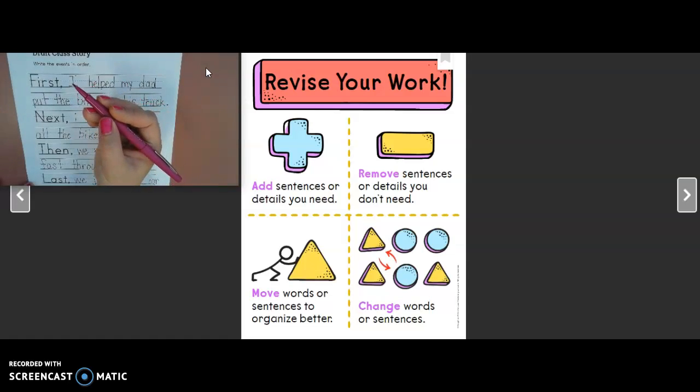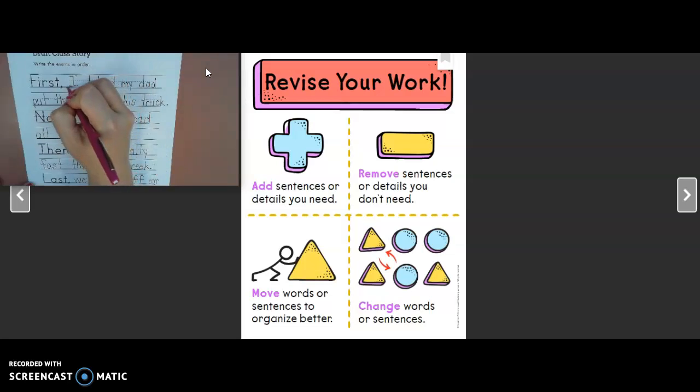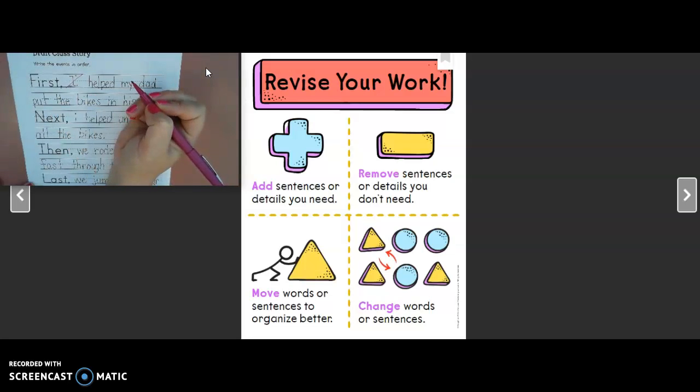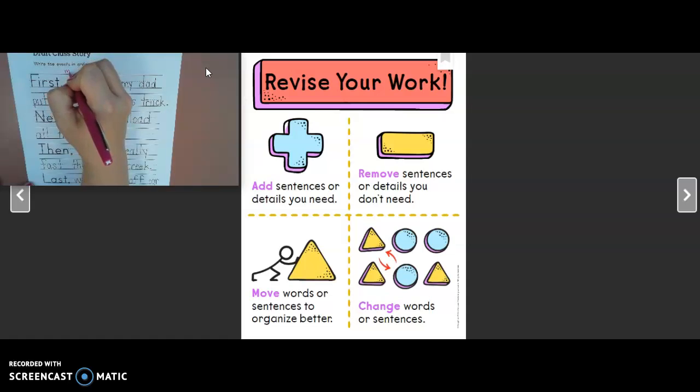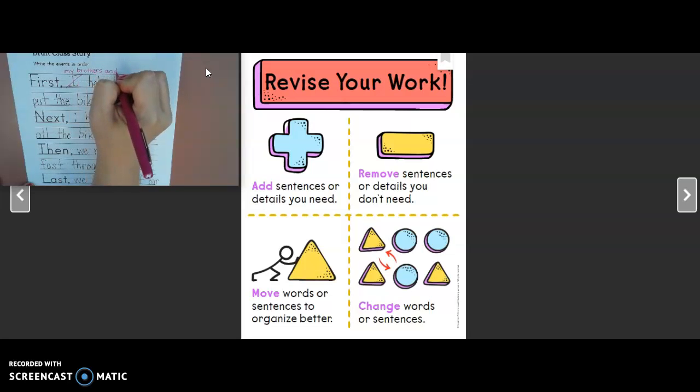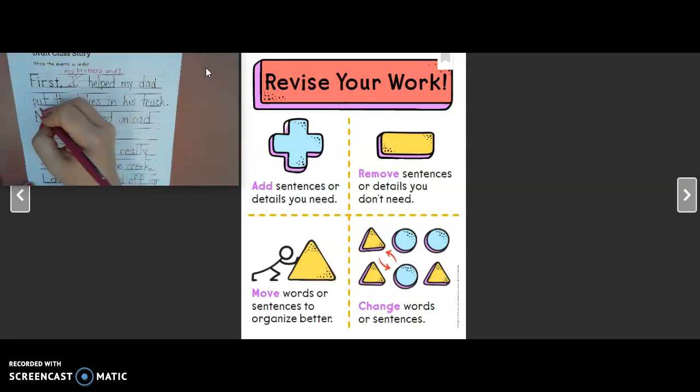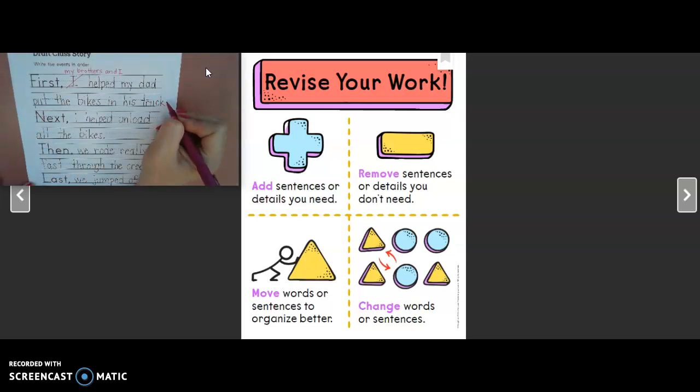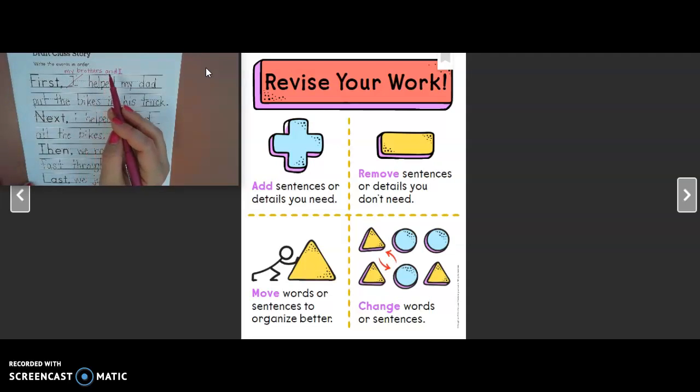I'm going to use a different color pen so that I can see the things that I'm adding. You could do this too. You could use a different color pencil or a pen to add some details. So I'm going to take that out. I'm going to just cross it out. I'm going to say, first, my brothers and I helped my dad put the bikes in his truck. Okay, so I'm adding a detail. I'm adding some characters to my story.